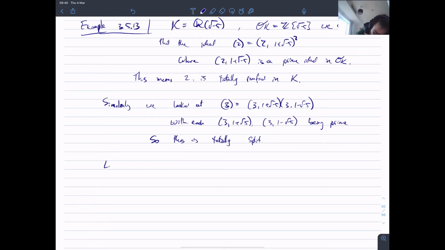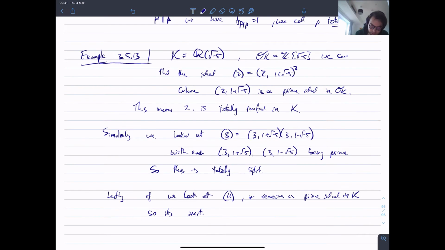And lastly, let me just give you an example of an inert one. If you look at 11, we'll see that this remains prime. I'll leave it to you to check that it remains a prime ideal in K, so it's inert. Okay, so I just wanted to give you an example of ramified, split, and inert primes.